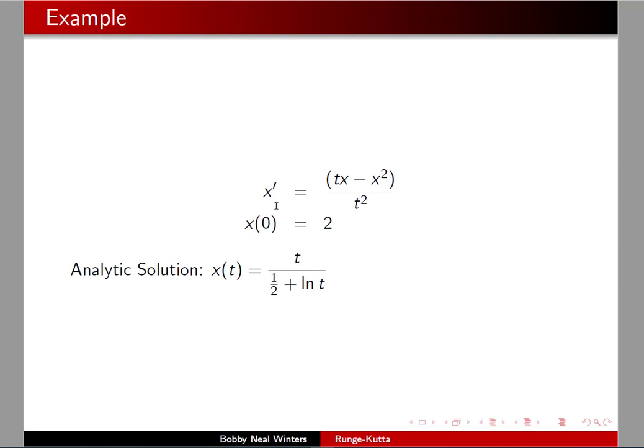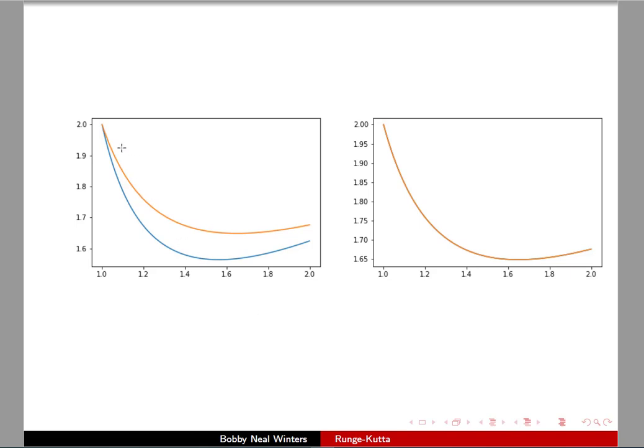x prime is equal to t times x minus x squared, quantity over t squared, with our initial value x of 0 is equal to 2. We have an analytic solution for this, which is one we can actually solve, so we can check our method against the true value. If we take Heun's method, Heun's method is the orange, and the true analytic solution is the blue. Notice it's not so bad, okay? But we kind of get off and we kind of drift here.